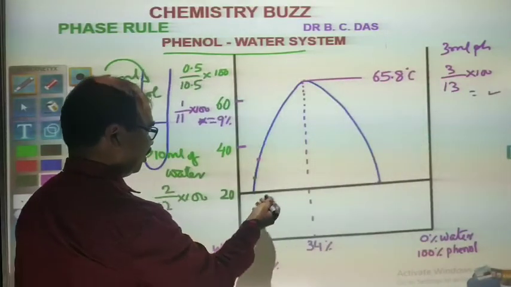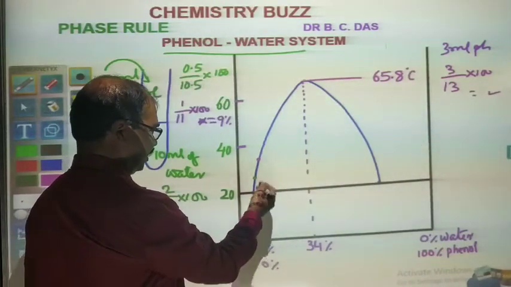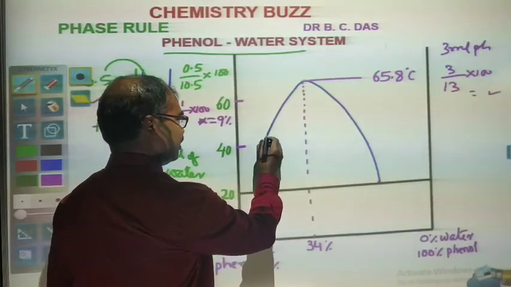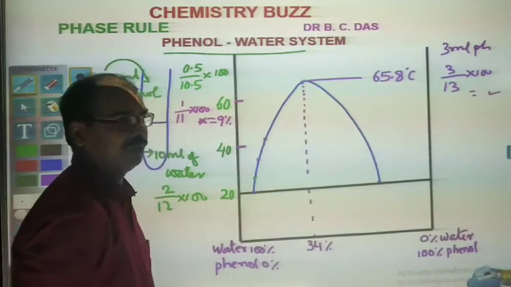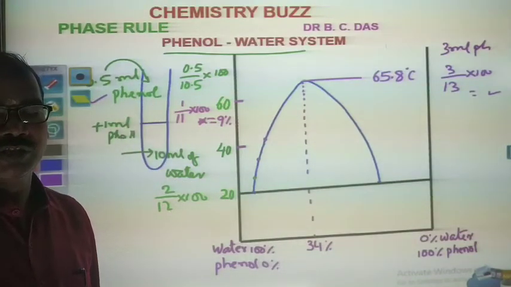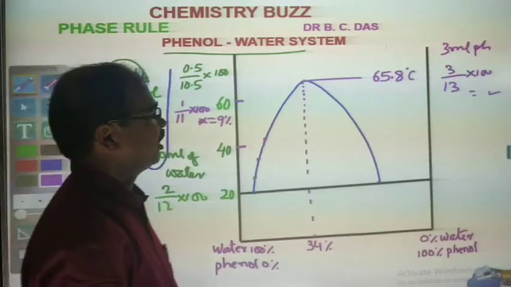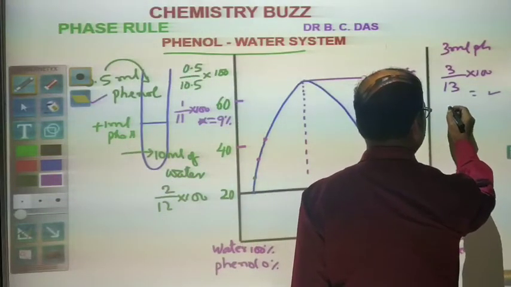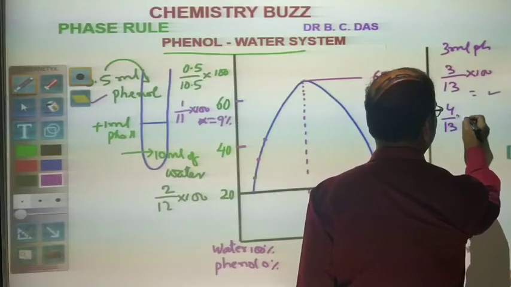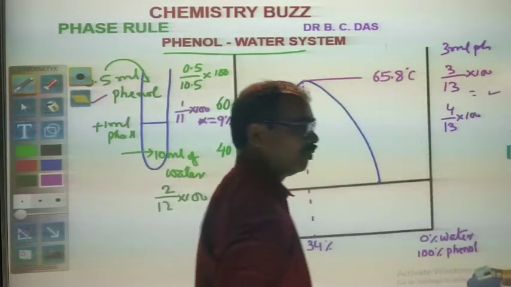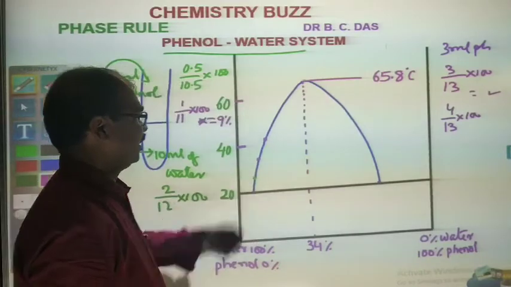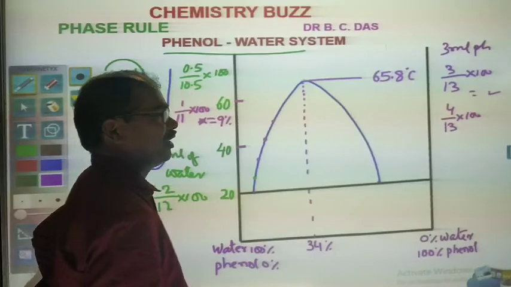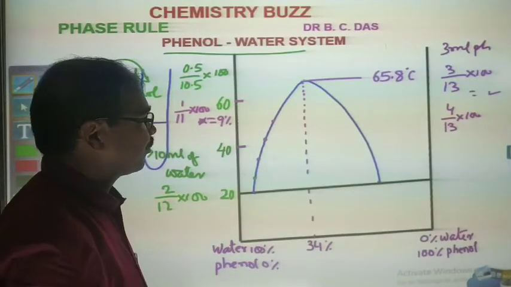So at this composition, if we heat, then at a higher temperature the mixture will be homogeneous. The heterogeneous mixture will become homogeneous. Again, say we add 1 milliliter, so 4 by 13 into 100. At this composition, if we heat, then it will be miscible at this temperature.